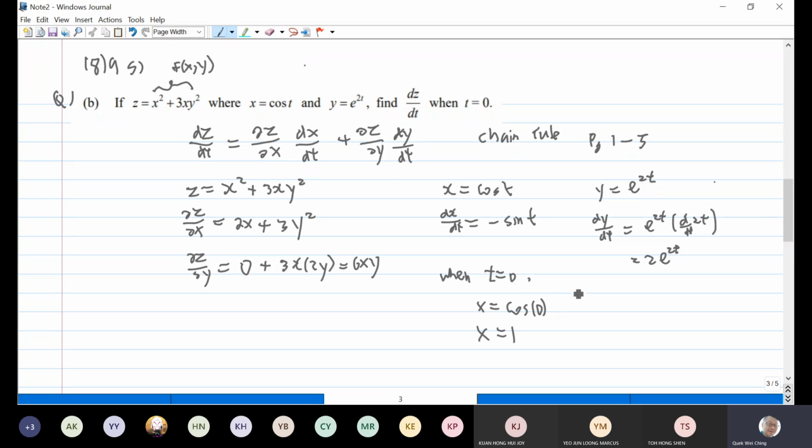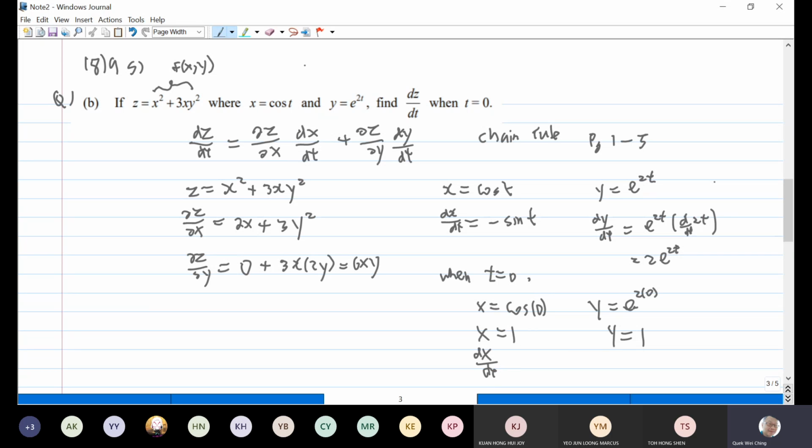When t equal to 0, what is y now? Y equal to e power 2t. Okay, 2 times 0, so e power 0 is again 1. So basically, everything x equal 1, y equal 1. Then how about the dx dt now? When t equals 0, dx dt is equal to minus sine t, right?